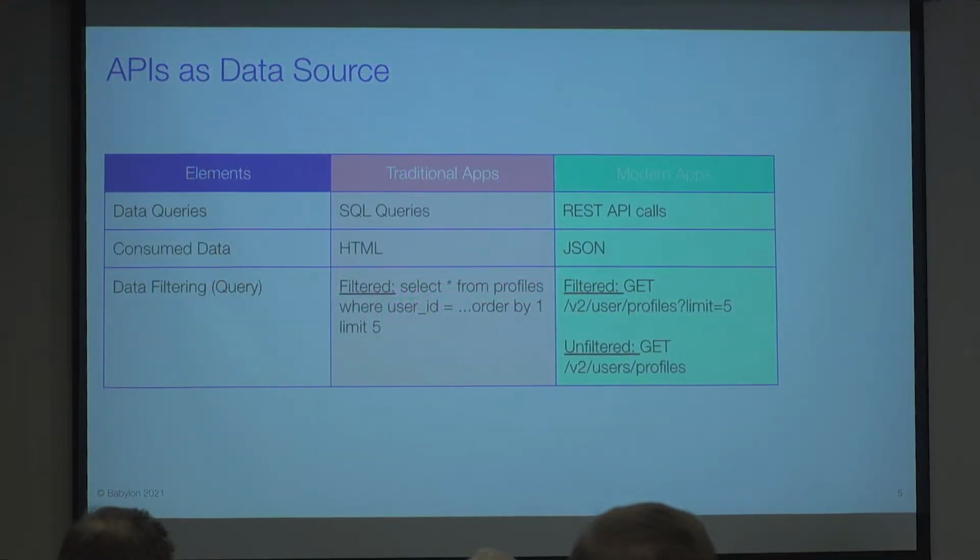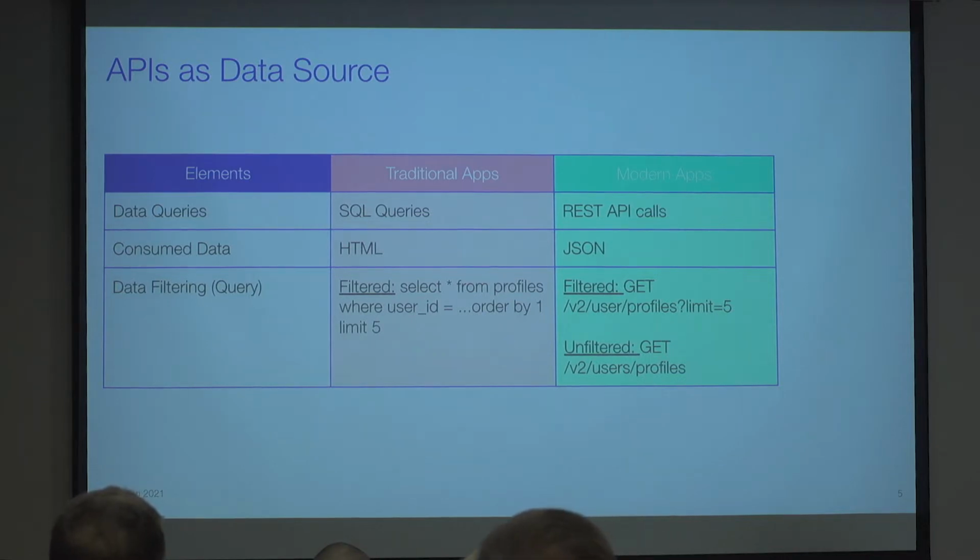So if I break it down, and look at what's happening behind the scenes, there are these elements. If you look at the data queries, earlier it used to be a SQL query, probably, or a NoSQL query that's fetching your data. And then an HTML page is returned. And then the filtering happens at the database level. So if you want to fetch five profiles, you would write a SQL query and you'd worry about SQL injection and how to protect against it. But today it's all API. So if you want to get five profiles, you can write a query param in your API to filter the data.